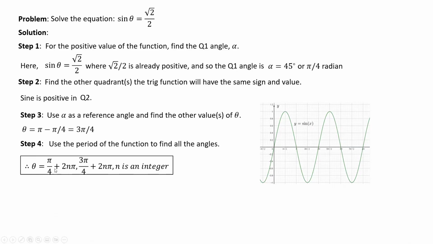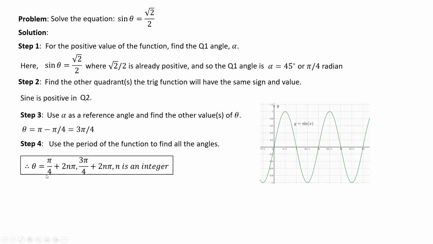Okay. And not only did we have pi over 4, to which we added 2n pi, we also had theta to be 3 pi over 4 using the reference angle concept. So to that 3 pi over 4, we'll add this 2n pi. Cool. That's it. That will finish all the values. Now all the values of theta are the solutions of this equation, sine theta equals square root of 2 over 2.